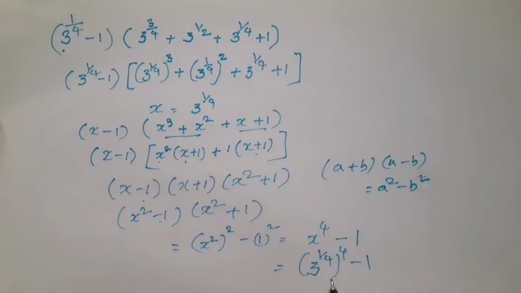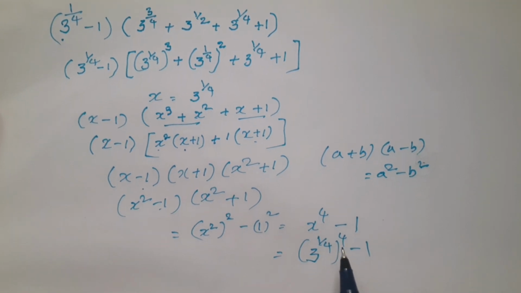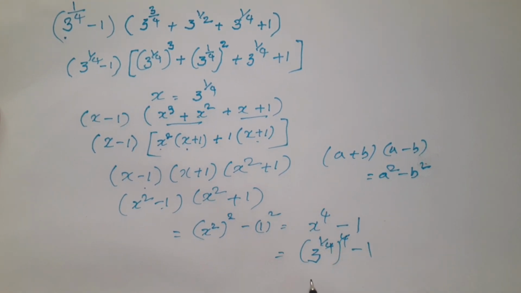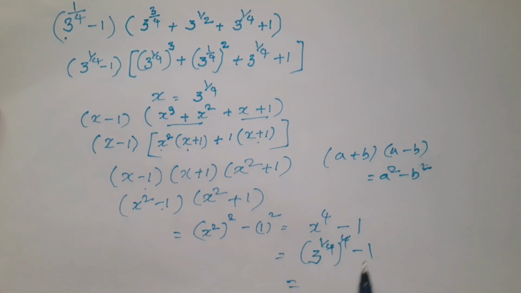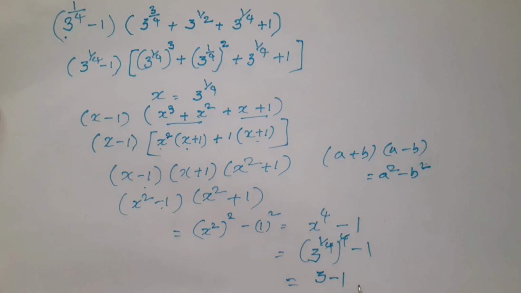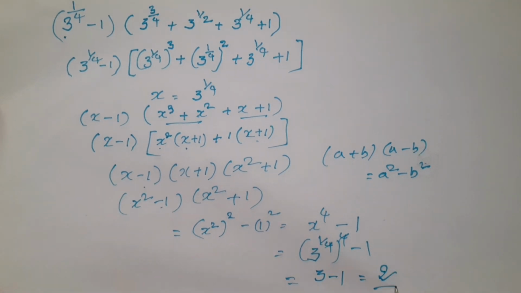Here the 4 we can cancel. Then we get 3 minus 1. So 3 minus 1, 2 is the answer, it is the value.